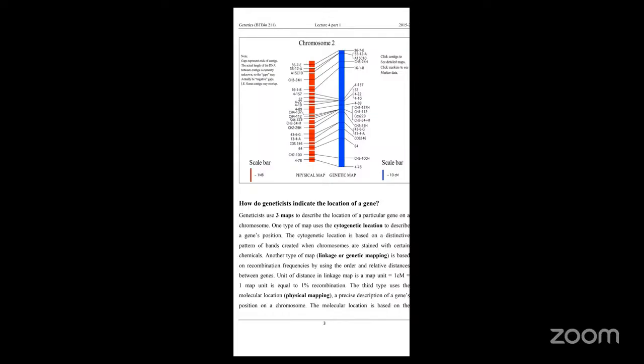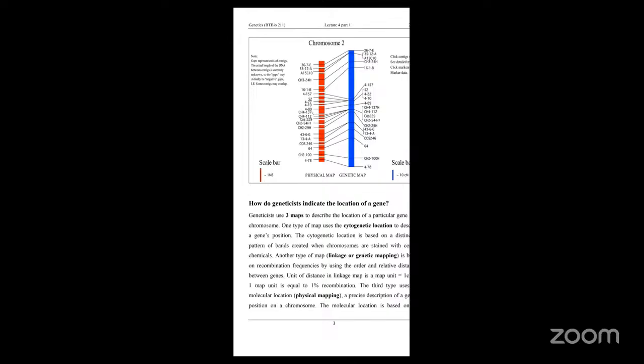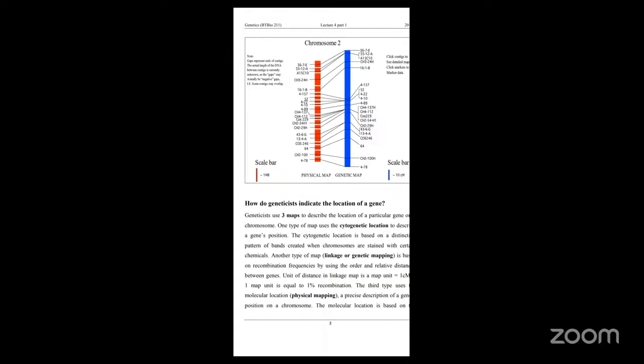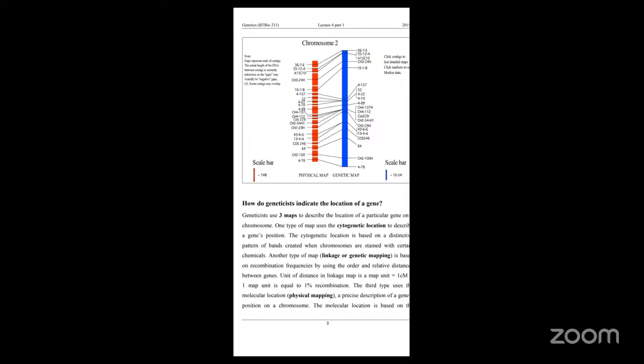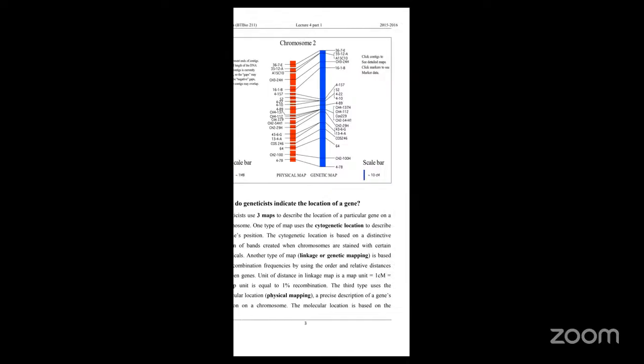Another type of map is the linkage map or the genetic map, which I have just mentioned. The linkage map is based on recombination frequencies, and the unit of distance is one map unit or one centimorgan. So one centimorgan, or one map unit, is equal to 1% recombination. The third type is called physical mapping. It tells you the position of a gene on the chromosome. So these are the three different types.